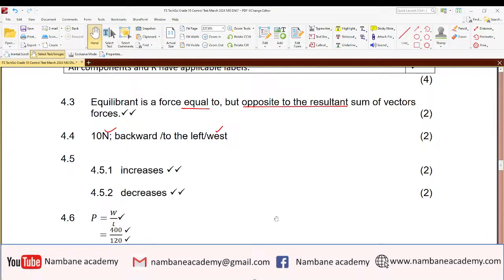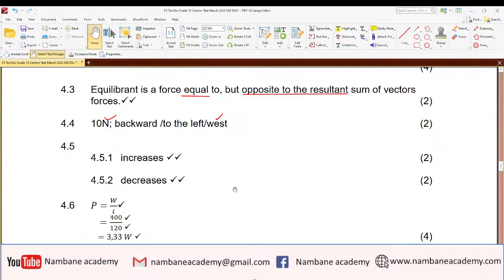How will this now affect the equilibrium? The equilibrium is going to decrease at 4.5.2. And those are now 2 marks.